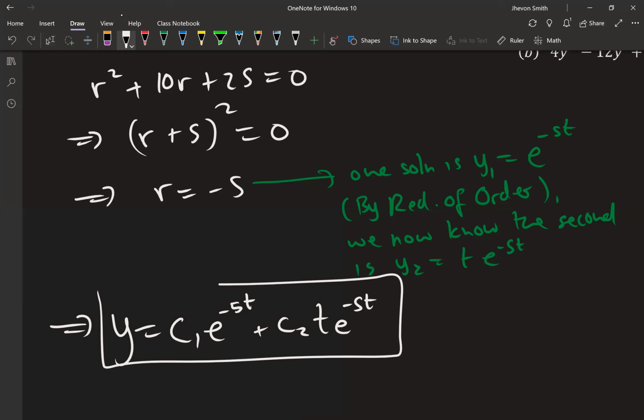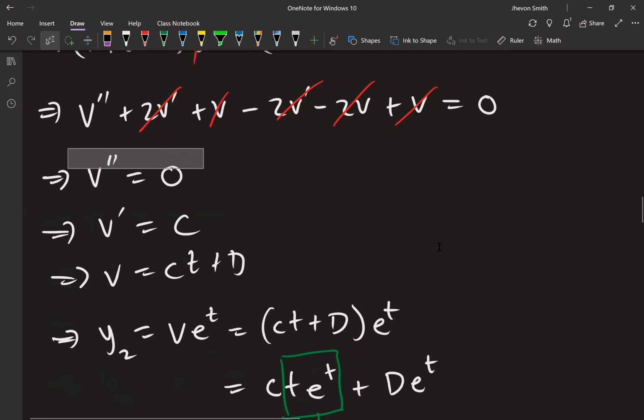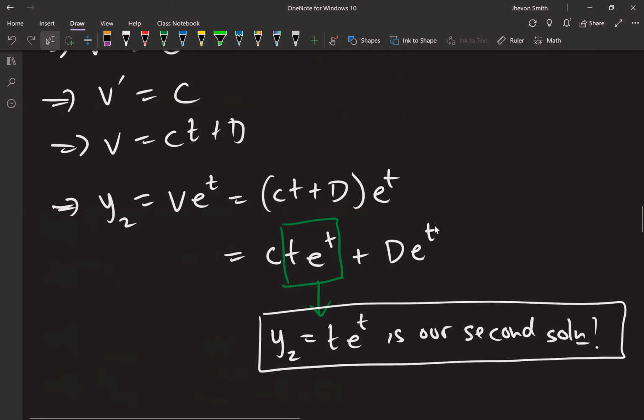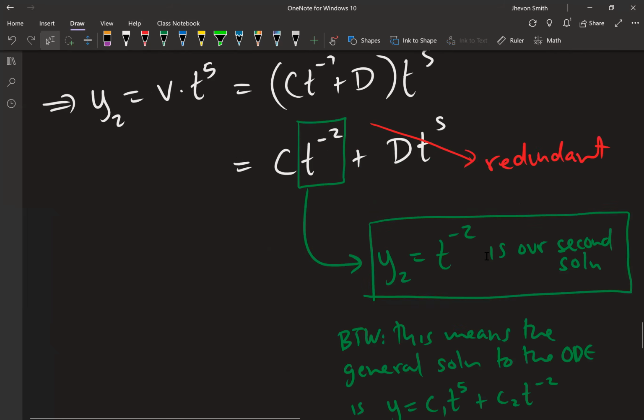And that's why I gave you that summary in that table. This is always going to work out. Why? Because if I had used reduction of order, I would just get a t attached here, because I would have gotten my v double prime equals 0, which would end up making me multiply by something like ct plus d to the original. And this is going to be the second solution.